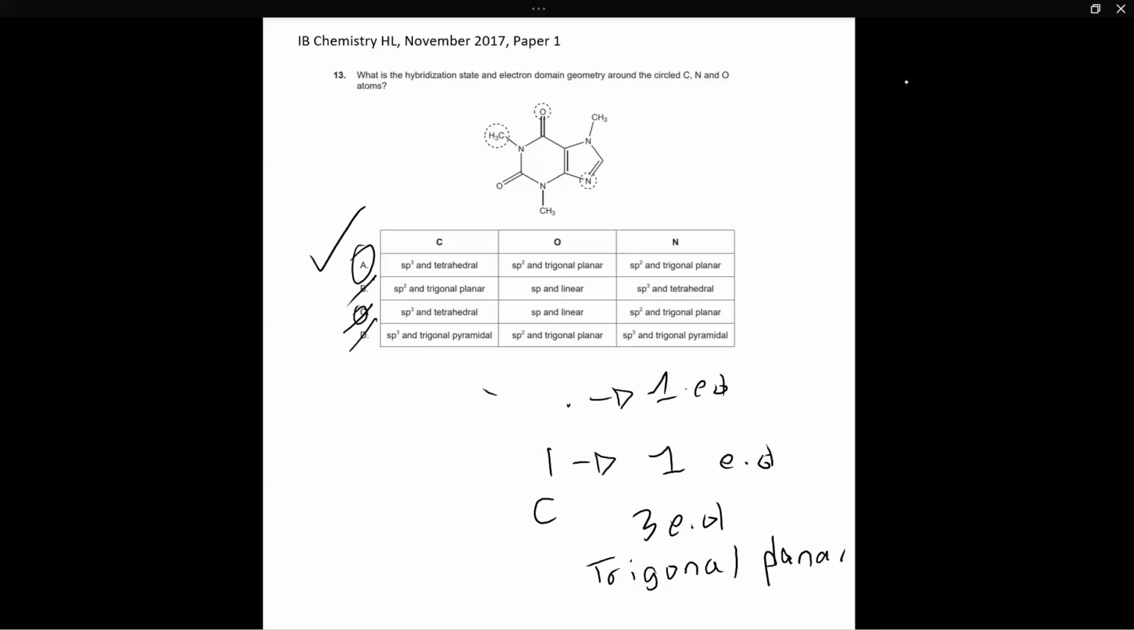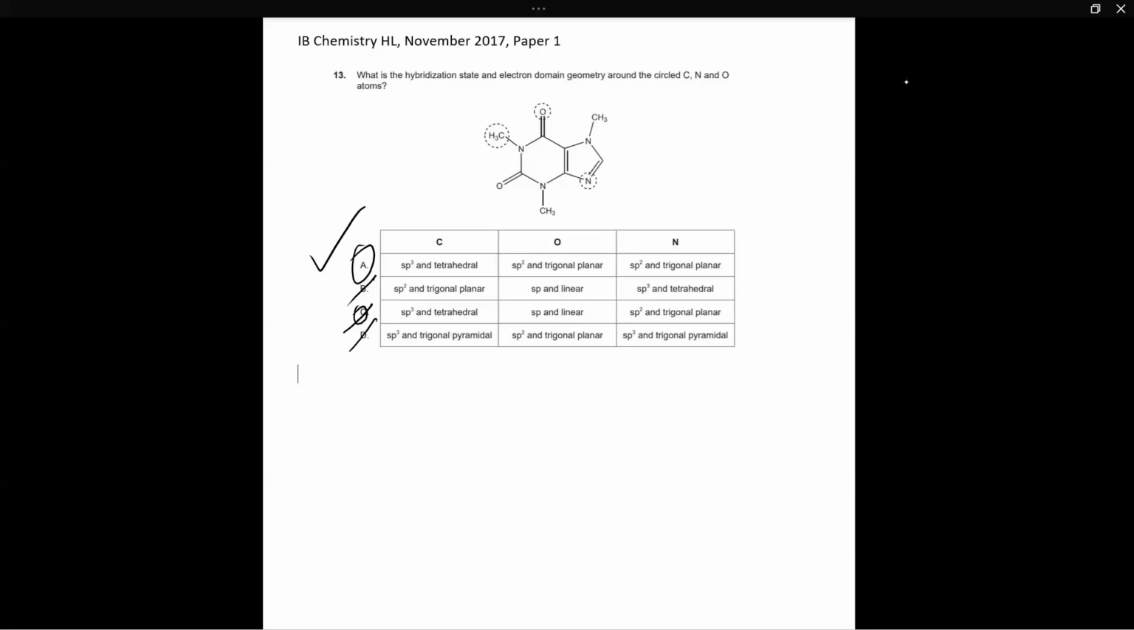So hopefully that all made sense to you. If you did not understand how I found the electron domain geometry by just looking at the electron domains, I would strongly suggest you go and revise that chapter once more, because it is very important and it comes in both paper 1 and 2, and it is worth a lot of marks.